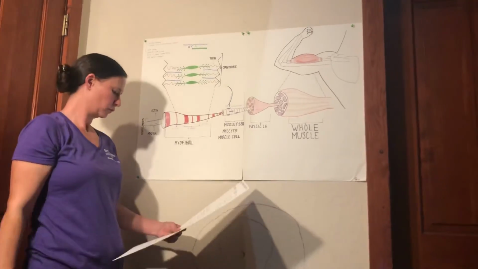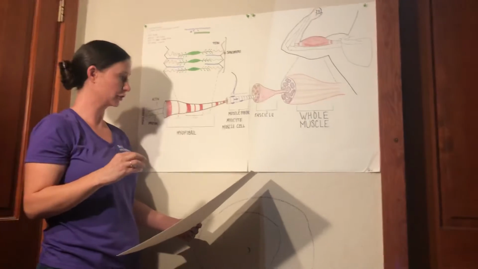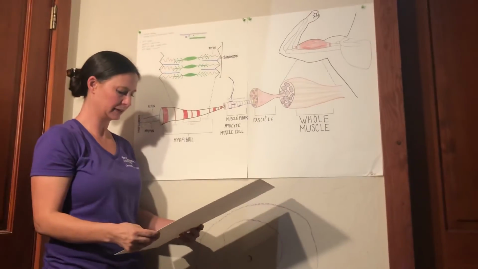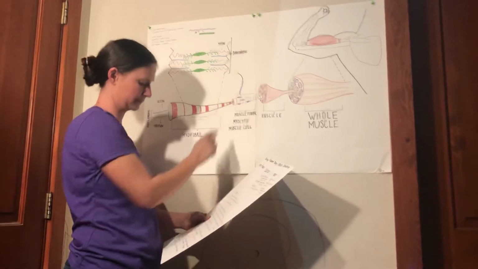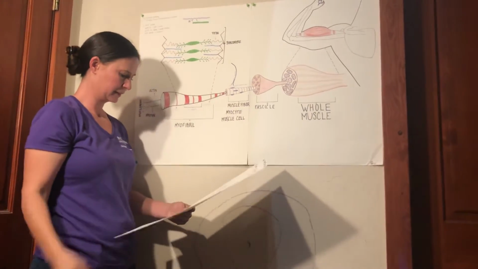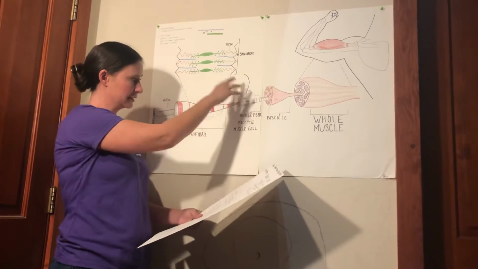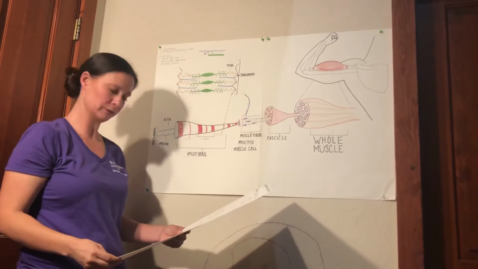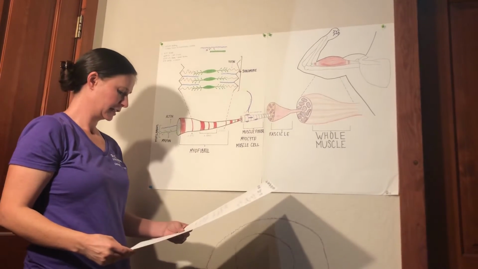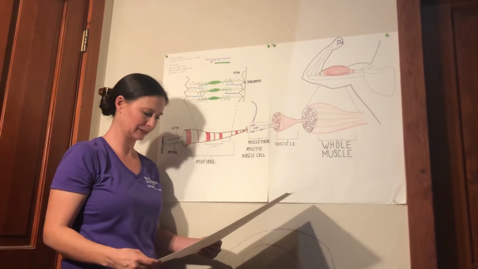Sodium rushes in with its positive charge, depolarizing the membrane, the sarcolemma. Here, action potential runs down deep into the muscle fibers along T tubules. It reaches the sarcoplasmic reticulum, and calcium is released.